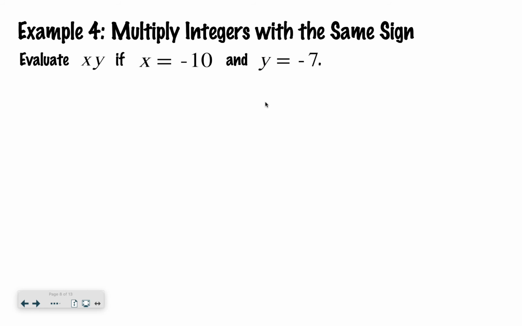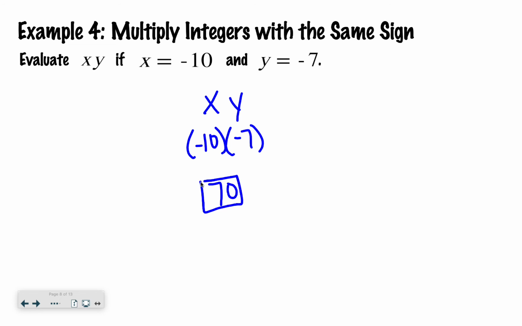Example 4, multiply integers with the same sign. Now we're going to evaluate xy if x equals negative 10 and y equals negative 7. So if I have xy, that's like saying negative 10 times negative 7. Negative times negative is positive. 10 times 7 is 70. So my answer would be 70.